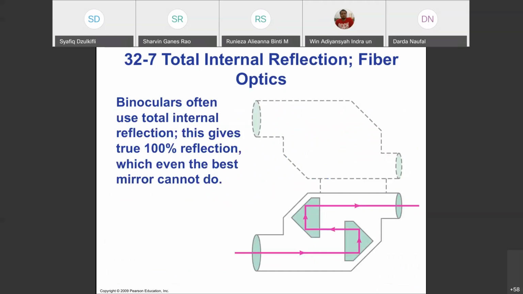Okay, an example of total internal reflection is the binocular. Binoculars often use total internal reflection. This gives true 100% reflection, which even the best mirror cannot do. It's all reflected, so there's no refraction then.